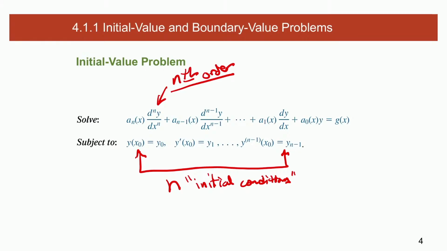I don't know why I put that in quotes. But so you have the initial position, the initial velocity, the initial acceleration, all the way up to whatever this means, the n-1 derivative. So that's an initial value problem.